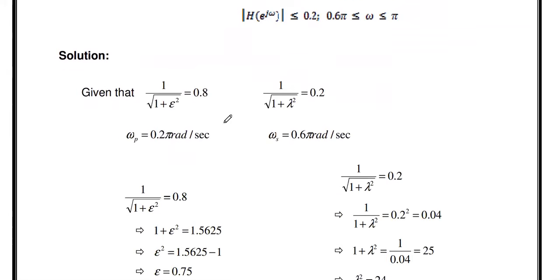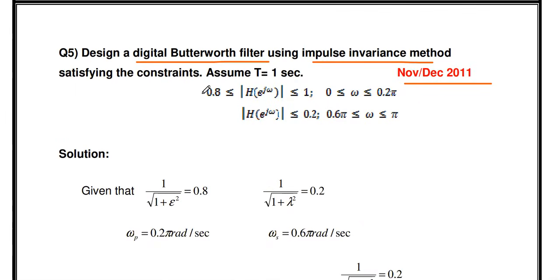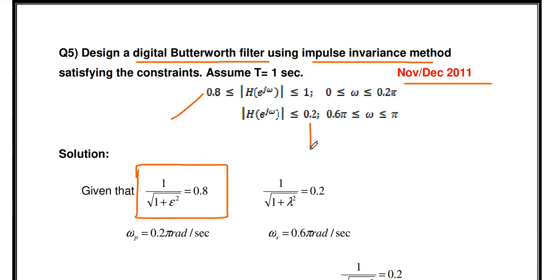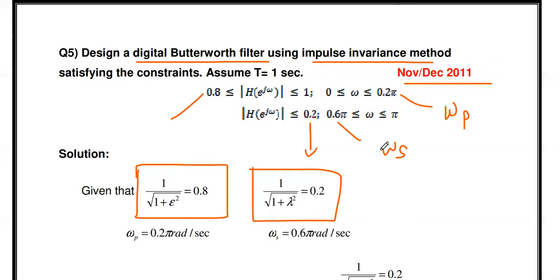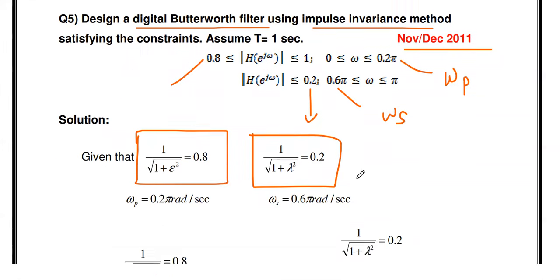First, we note down the given data. This 0.8 is nothing but 1 by square root of 1 plus epsilon squared. Similarly, this 0.2 is nothing but 1 by square root of 1 plus lambda squared. This 0.2 pi is the pass band frequency omega p, and this 0.6 pi is the stop band frequency omega s. So the four data given are: 1 by square root of 1 plus epsilon squared, 1 by square root of 1 plus lambda squared, omega s, and omega p.